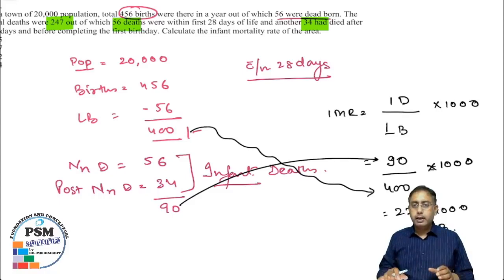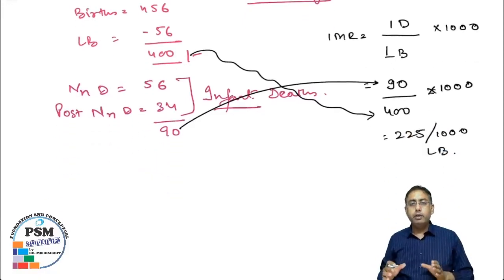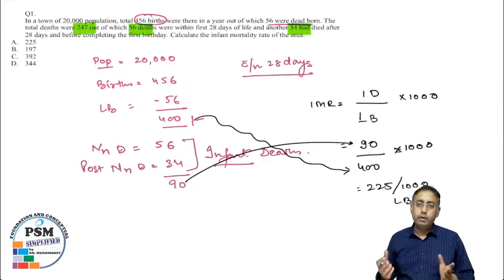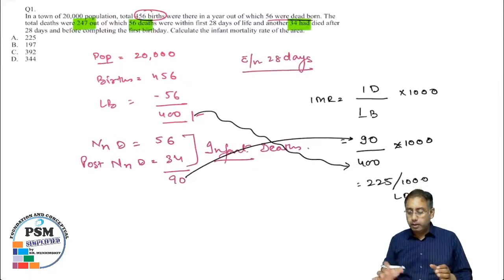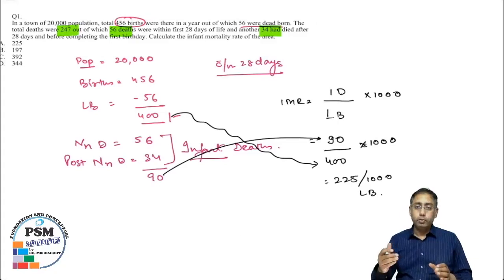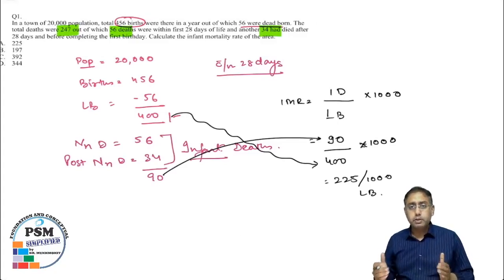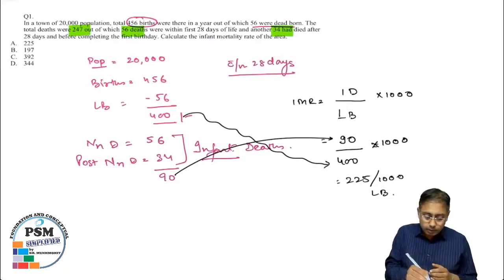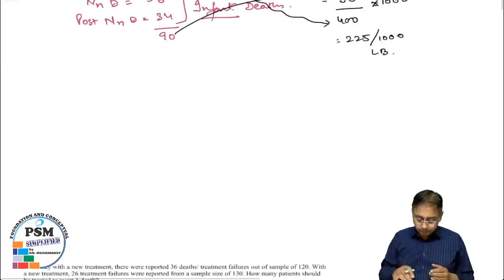So it was as easy as that; we needed to calculate the infant mortality rate, and there you go. The infant mortality rate is given by infant deaths divided by the total live births multiplied by 1000. 90 divided by 400 into 1000 is 225 per 1000 live births. So that completes your question number 1, and I would like to mark option A.